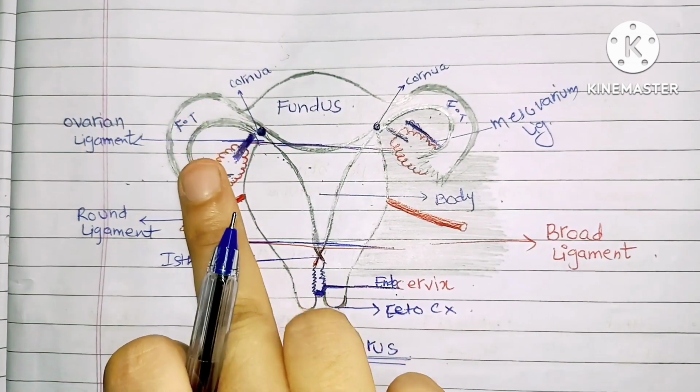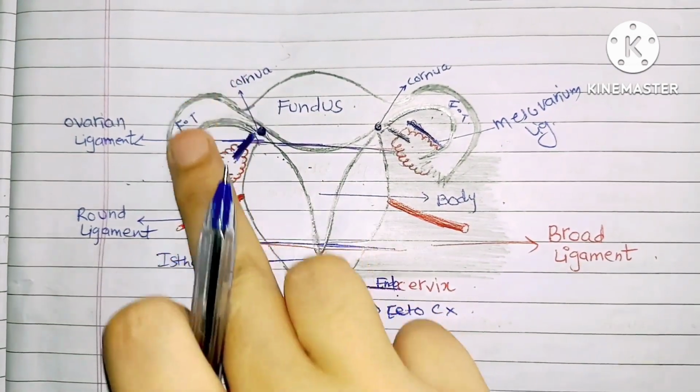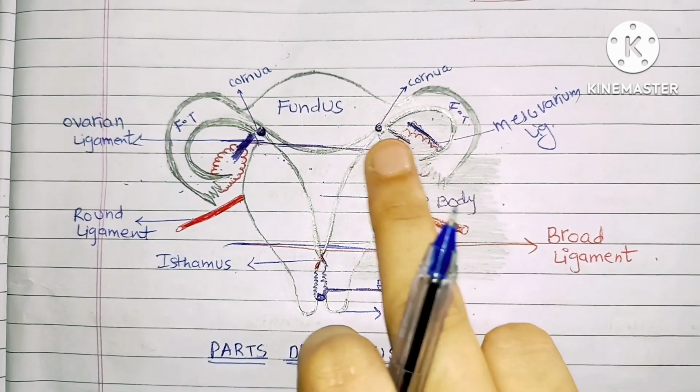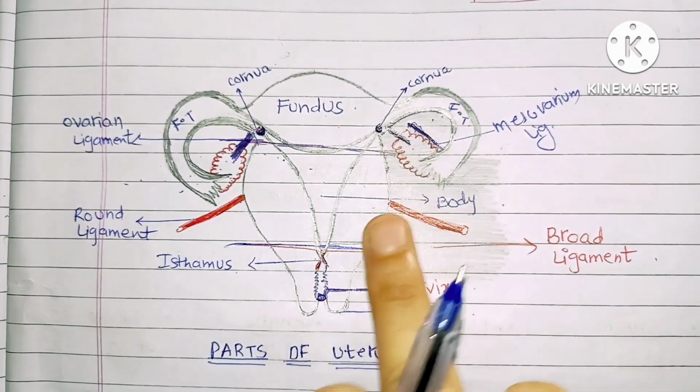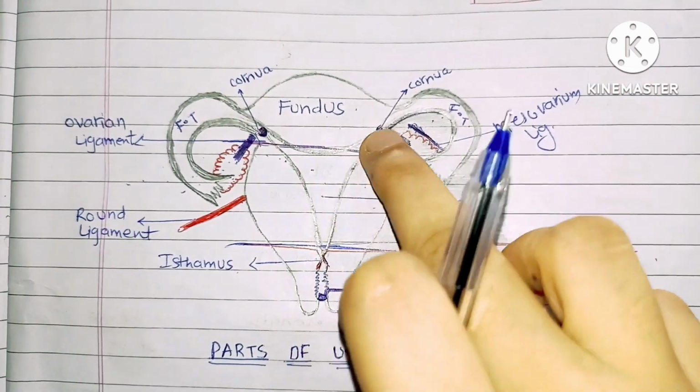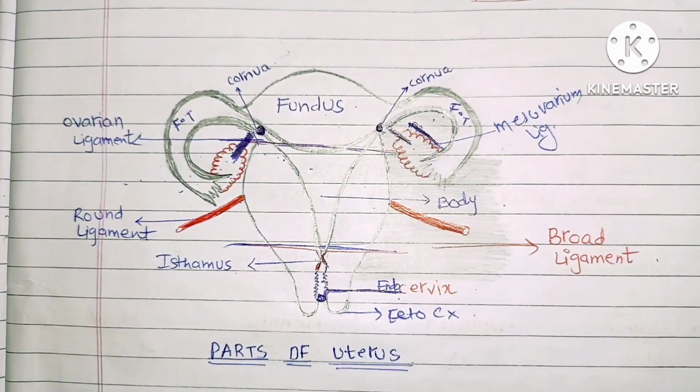So where are the fallopian tubes? The fallopian tubes are lateral to the uterus, at the upper margin of the broad ligament. This is the broad ligament. So these are situated laterally to the uterus and at the upper margin of the broad ligament.